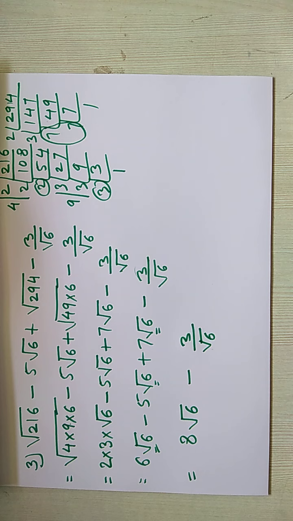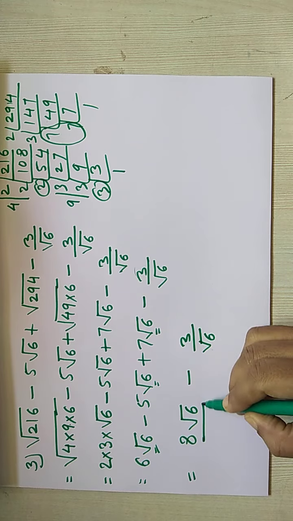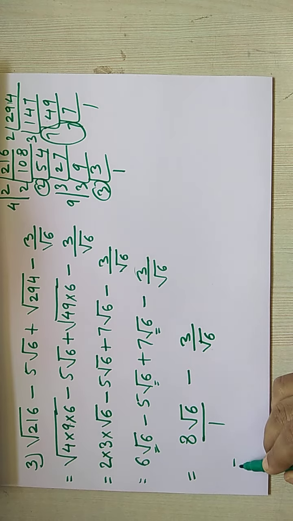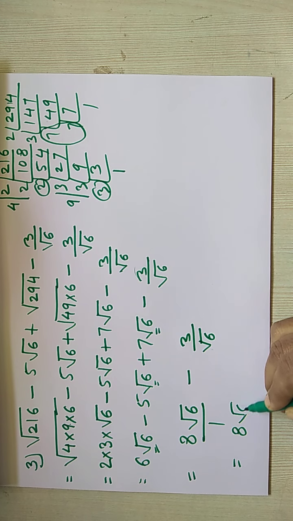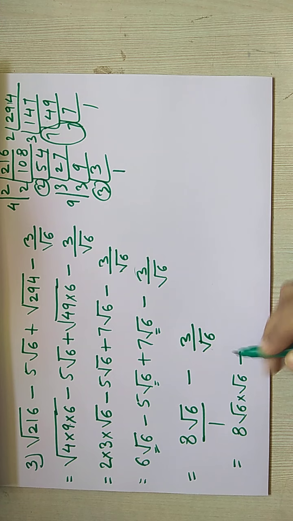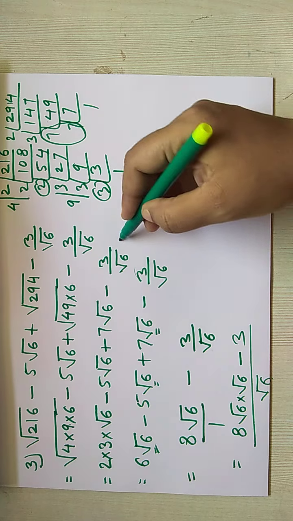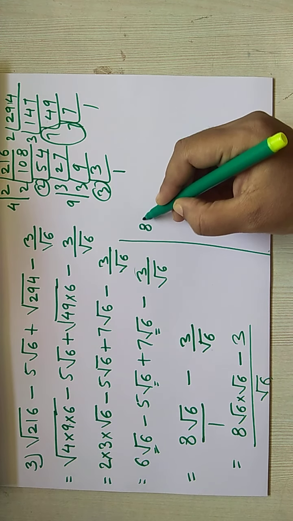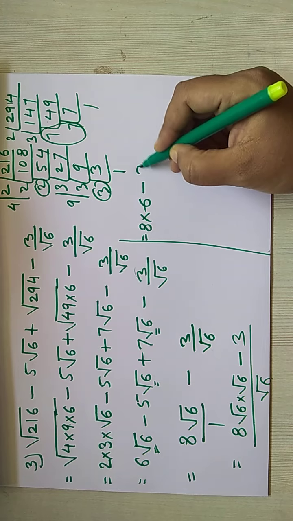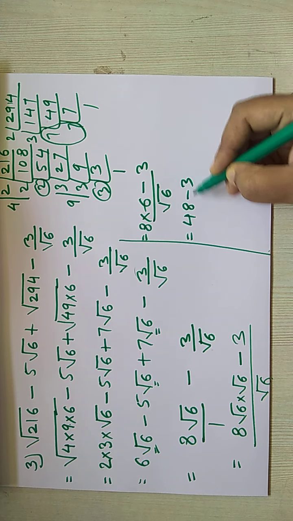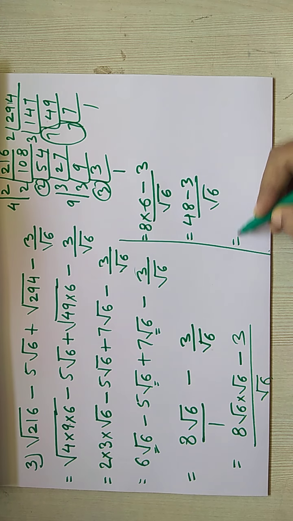Either you stop over here or you cross multiply. If you want to get only one term, let's cross multiply. Okay, this root 6 multiplies with root 6 up. This will be 8 root 6 into root 6 minus 3 upon root 6. So this will be 8 into 6 minus 3 upon root 6. 8 6s are 48 minus 3 upon root 6. 45 upon root 6.